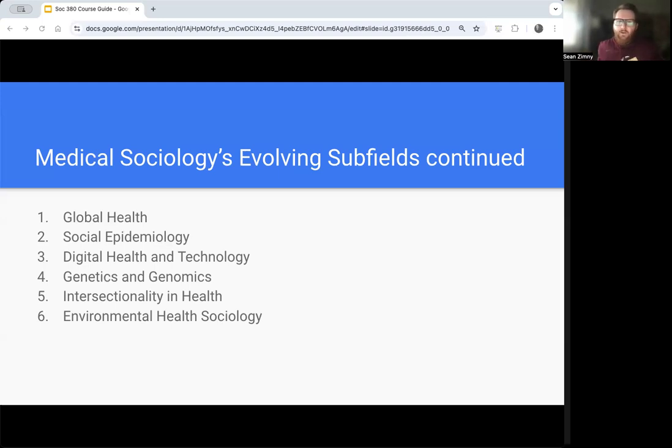Genetics and genomics. So here's a sociological examination of genetic testing, gene editing, personalized medicine. There's a really great book called Codebreaker, but I believe it's Walter Isaacson, perhaps.